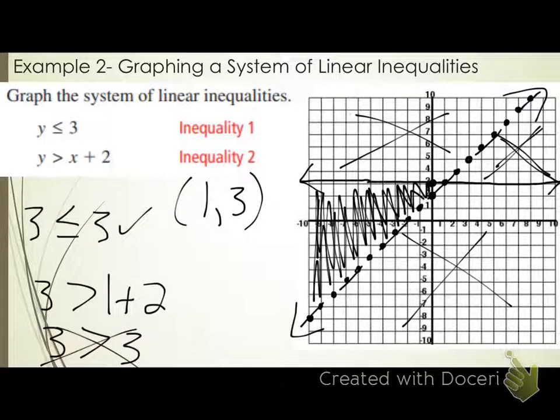If it's not true. Now, if these were both solid lines, then it would be a solution. But since one of them is dashed, it is not a solution. Why? Because the ordered pairs on that line are not solutions since it's a dashed line. If it isn't a solution for one, then it's not. The ordered pair has to make both inequalities true. Questions on example 2? Can I move on to example 3?